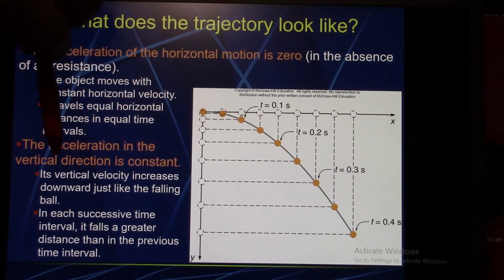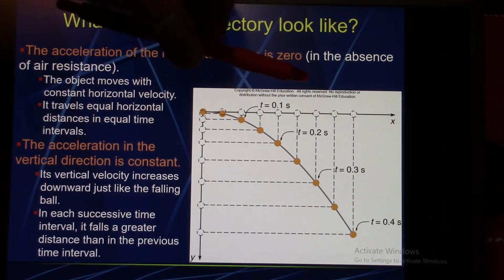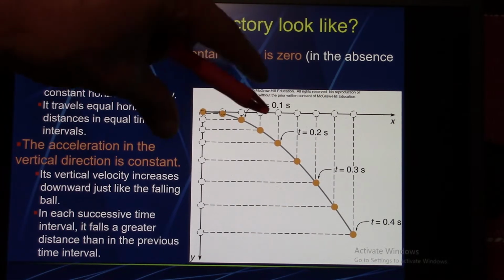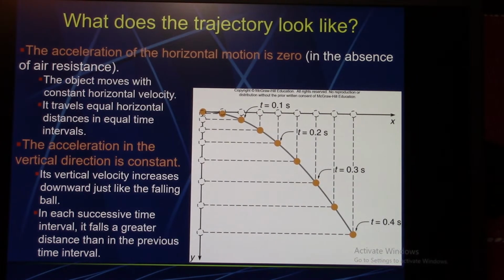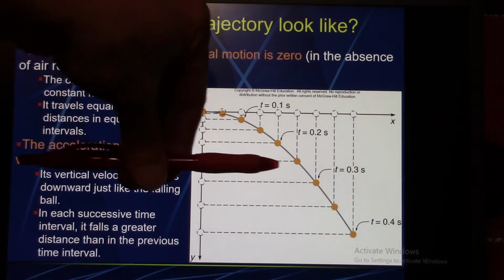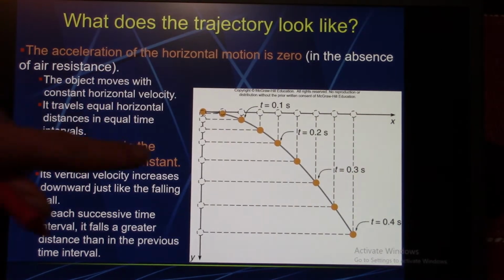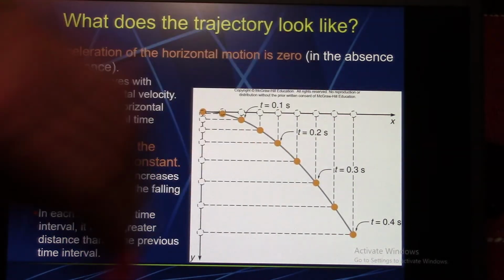The vertical velocity increases downward just like a falling ball. So the downward direction is just as if I had just released this ball and it was just falling, okay? And just keep in mind, it's going to be a velocity in the horizontal and it's an acceleration in the vertical.